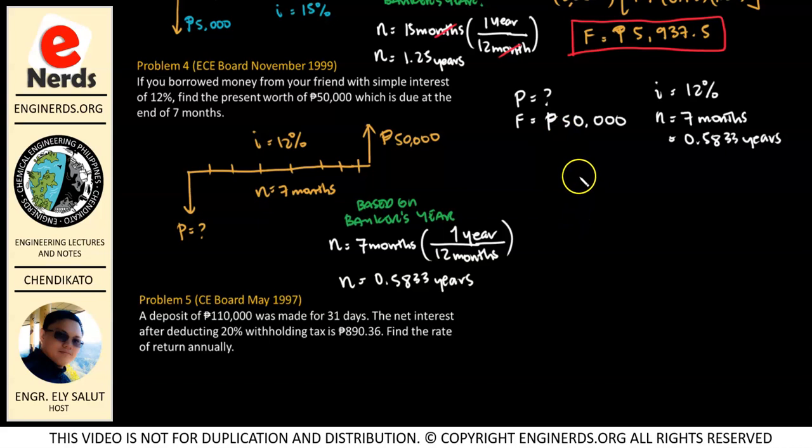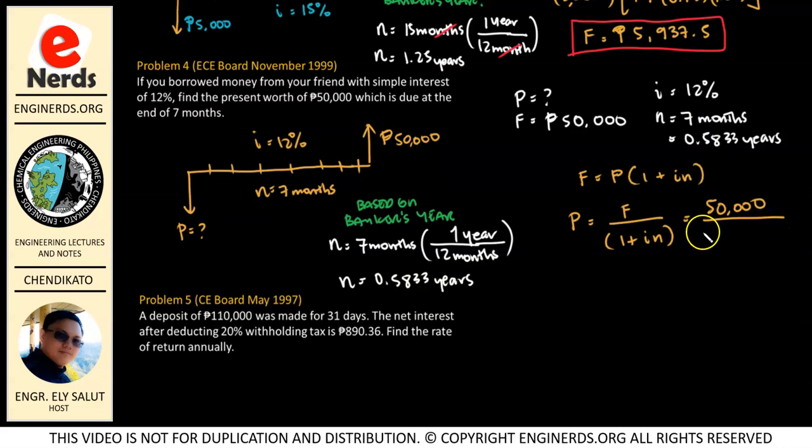Okay, so ano nga yung formula natin? Our formula is F is equal to P times 1 plus IN. So ang hinahanap natin is itong P, no? So therefore, we have P is equal to F over 1 plus IN. Okay, so our F is 50,000.